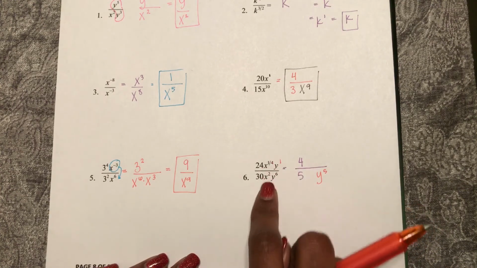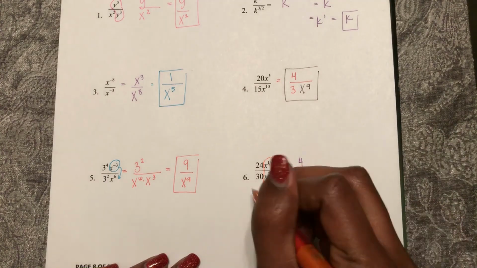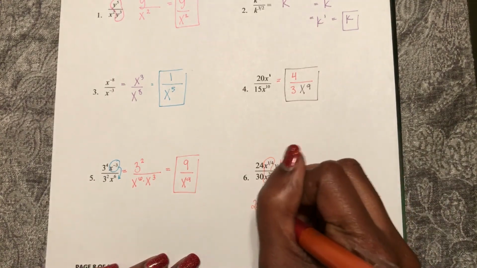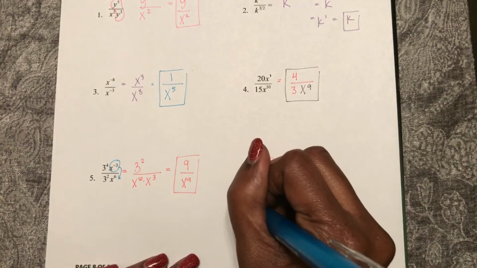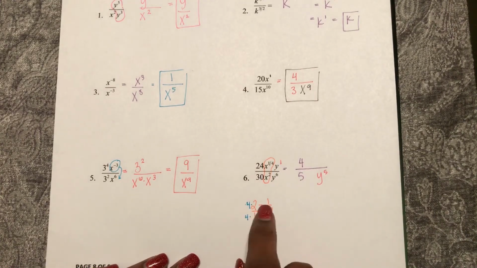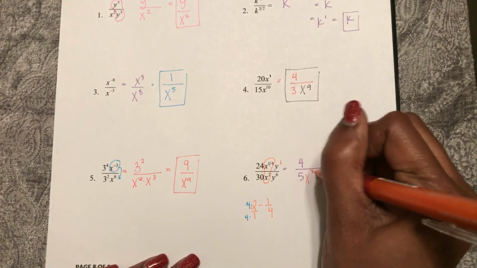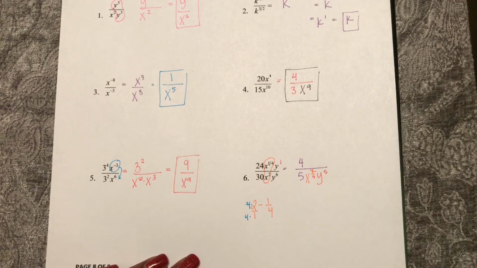Now here, in order to simplify this x, I need to do 2 minus 1/4. Larger minus smaller. I need to do a common denominator times 4. So this becomes 8 over 4 minus 1 over 4, which is 7 over 4. So I have x to the 7 over 4 in my denominator because that's where my larger exponent exists.